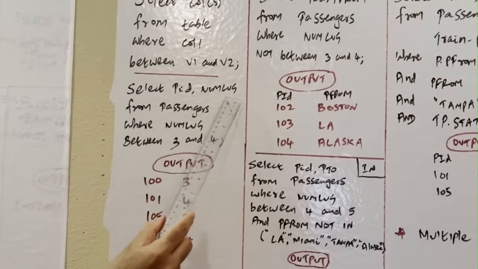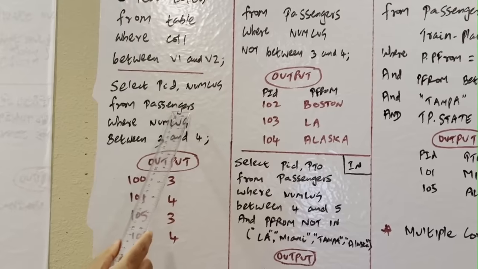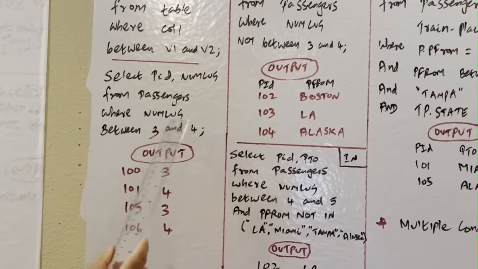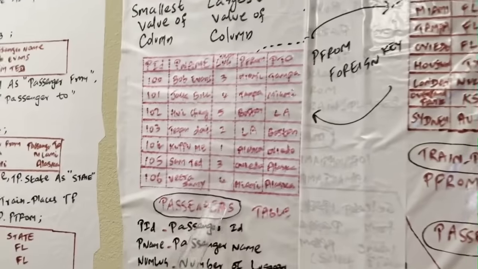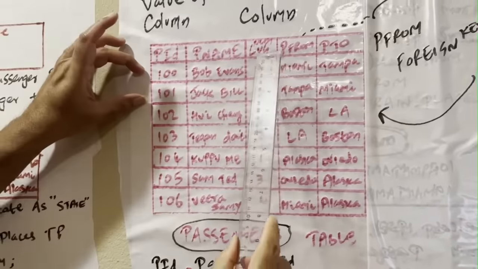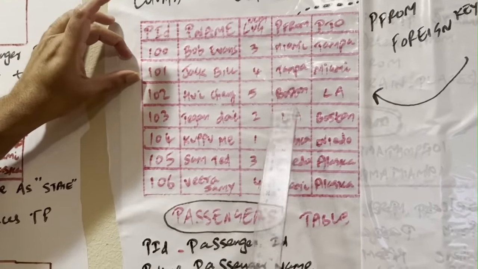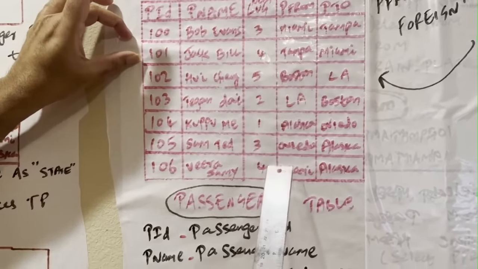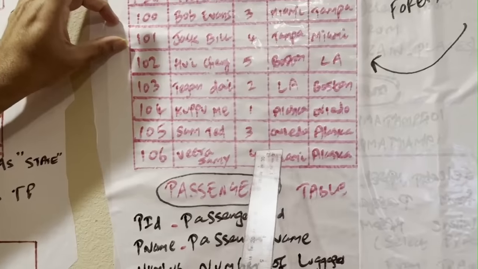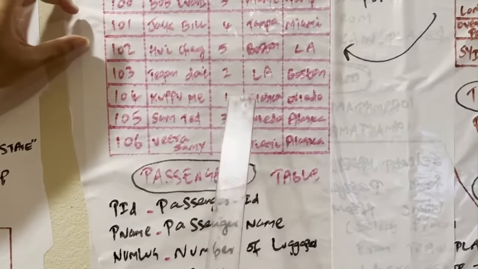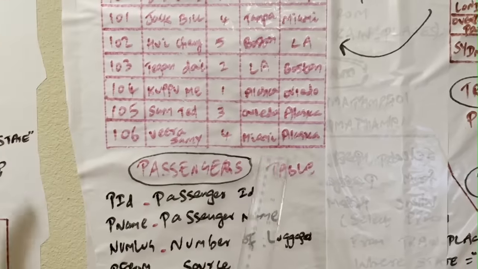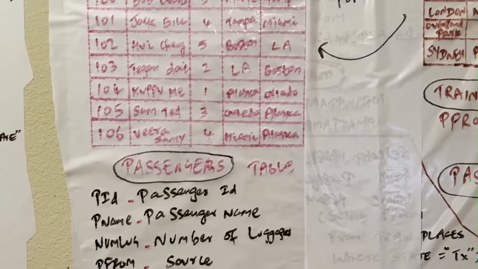Select PID, numlog from passengers, the first table, where number of luggages between 3 and 4. Let's come back here. Number of luggages, passengers table, 3 and 4. It will ignore these two, so there should be 3 and 4. There may be one or more conditions, so these 4 records are selected. Let's see if there is any other condition.